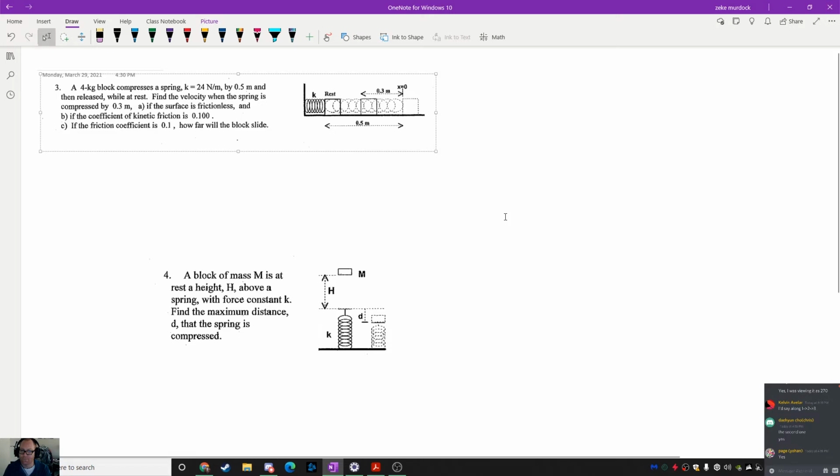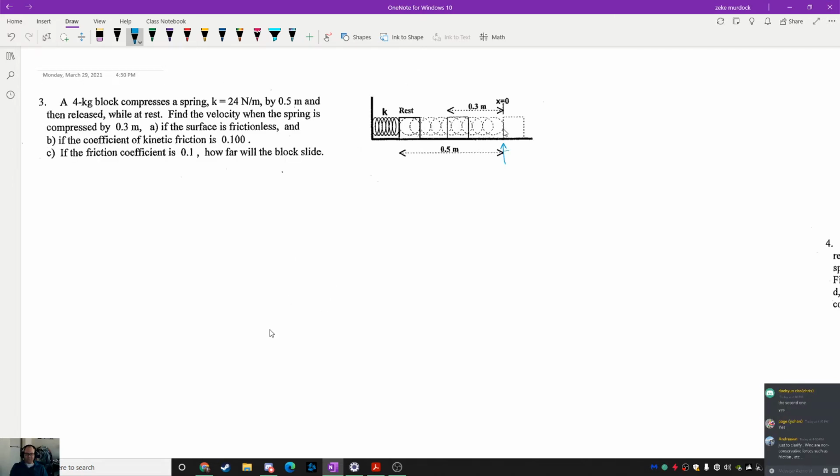Alright, so we have a 4 kilogram block. This is the block right here. And it's attached to a spring. It says it compresses the spring with a spring constant of 24 newtons per meter by 1/2 meter. So this is the equilibrium position of the spring right here. And the box has basically been pushed to this position here. So the box is starting right here, 0.5 meters to the left. And it says it's then released while at rest.